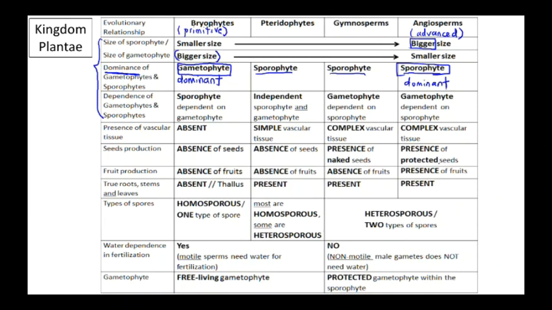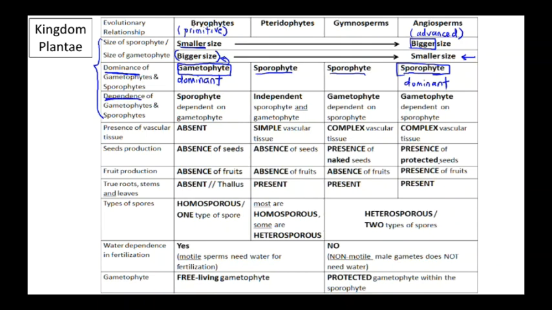If the Sporophyte is bigger, then the Gametophyte will be smaller. Whereas for Bryophytes, if the Gametophyte is dominant, which means it is bigger, then the Sporophyte will be smaller. You can see the relationship between the dominance and the size of the generation. The one that is dominant will be a bigger size. And how can this relate to dependence?